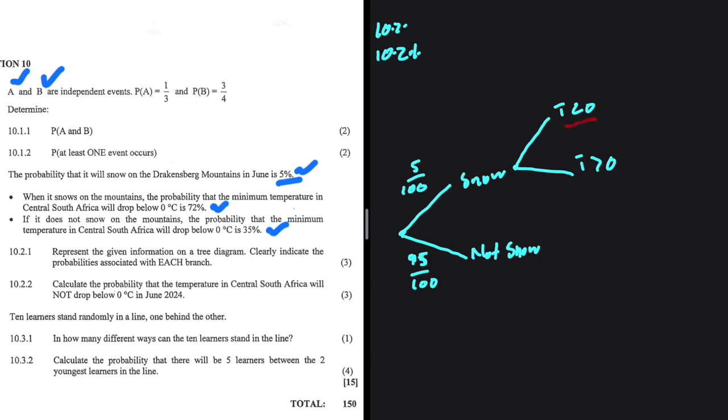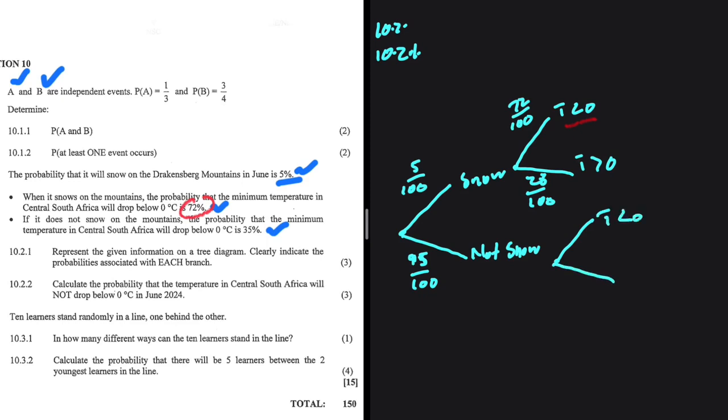So what is the probability that when it snows, the temperature is less than 0? Let's go ahead and find out. You can see clearly here that if it snows, then the probability is 72% that the temperature is going to be less than 0. So we have 72 divided by 100. Okay, and then if the probability that it will snow and the temperature being less than 0 is 72%, then the probability that it snows and the temperature be greater than 0 will be 100 minus 72, which is 28. So we have 28 divided by 100 being the probability that it will snow and the temperature will be greater than 0. All right, let's move on to not snow and figure out what we have here.